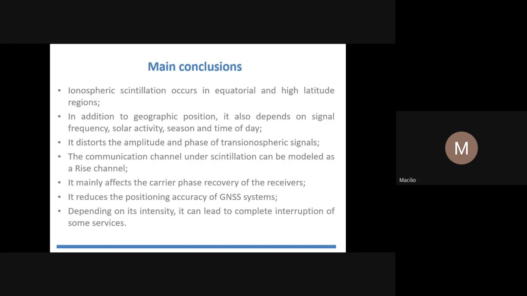We can model the channel supposing a Rice channel. The scintillation mainly affects the carrier phase tracking in the receiver. It's the subsystem of the receiver most sensitive to scintillation. Surely, it reduces the position accuracy for several reasons, and depending on the intensity, it can lead to complete interruption of some services.